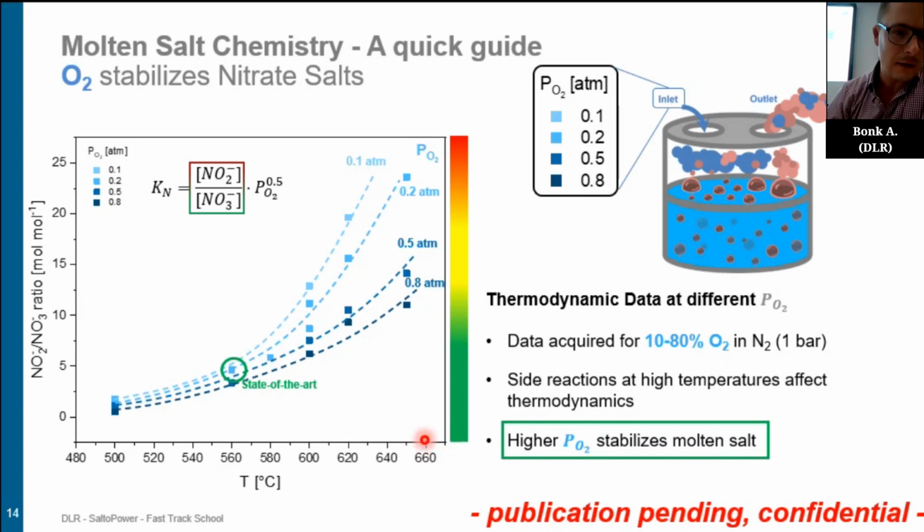So that's quite a lot of data that you see on the screen. And there's one trend that you see if you look at the nitrite to nitrate ratio versus temperature. What you see is the more you increase temperature, the more you go up in your nitrite levels. But the more you increase your oxygen partial pressure, for example, from 0.1, so that's 10% oxygen, to something like 80% oxygen, the more you can decrease your level of nitrites. And by decreasing the level of nitrites, the potential for forming corrosive oxide ions is also being reduced.